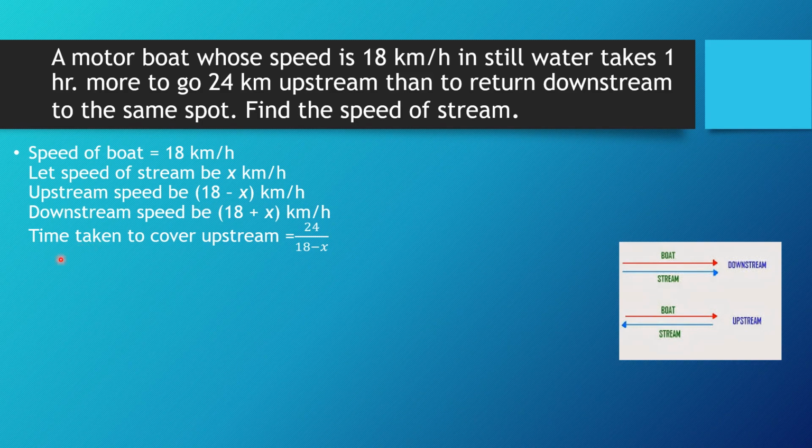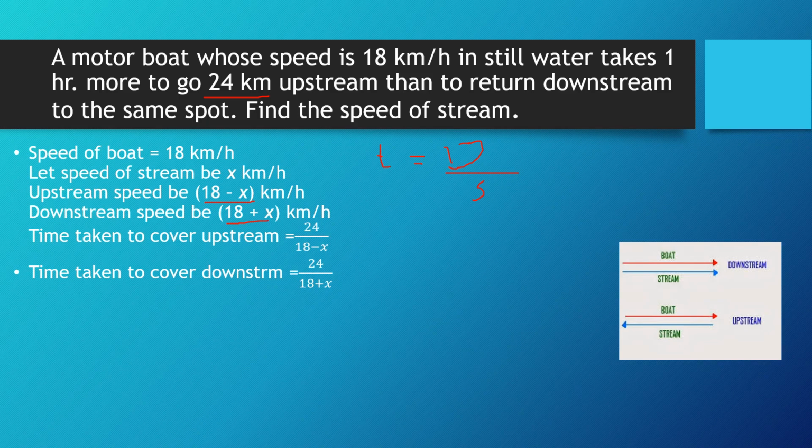What is time now? Speed is equal to distance upon time, so time is equal to distance upon speed. If I talk about the time taken to cover upstream, what is the distance given to me? 24 km. So 24 upon speed. What is the speed for upstream? 18 minus x. Same for downstream, the distance covered is the same, but the speed is 18 plus x.